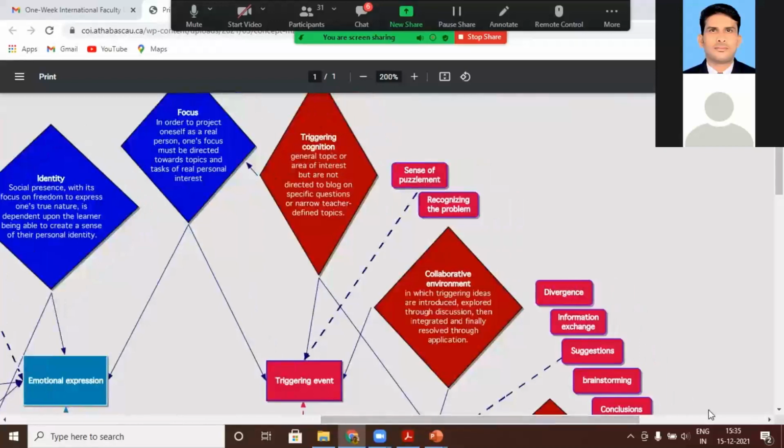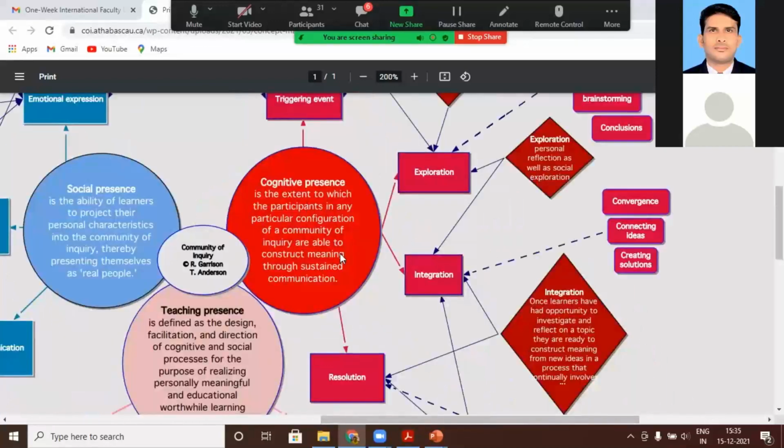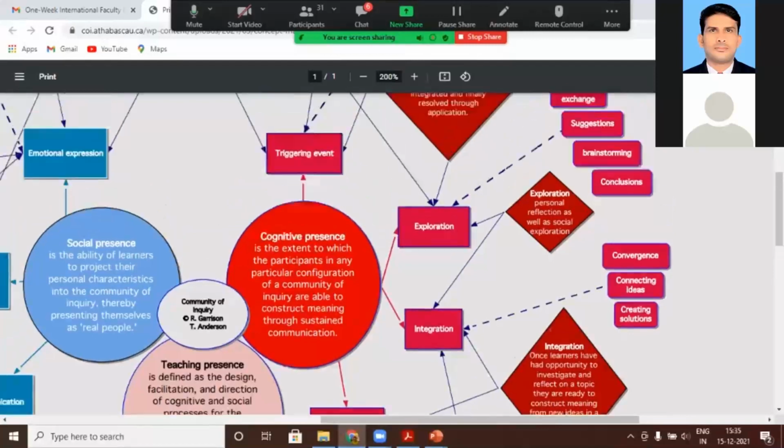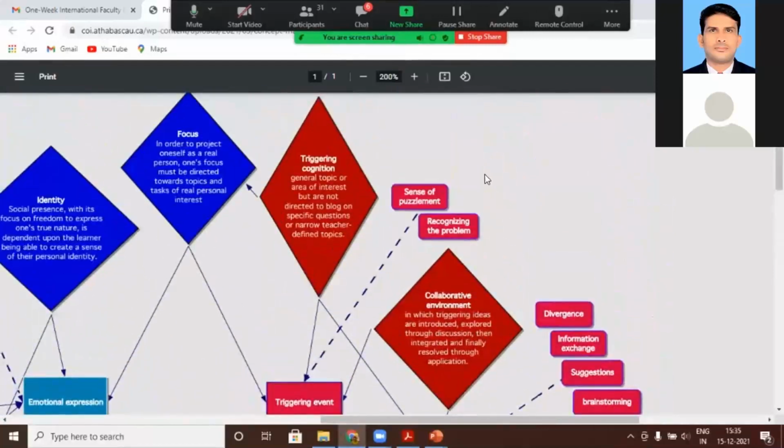Then the third dimension, that is cognitive presence. It is the extent to which the participants in any particular configuration, or in a community of inquiry, are able to construct meaning through sustained communication. So four dimensions are there: triggering event, exploration, integration, and resolution. Let us first talk about the triggering event. What do we mean by triggering event? Triggering events are the events or activities through which you trigger the learner to respond. It can be a sense of puzzlement or it can be recognizing the problem. Both aspects can be there. But triggering cognition is very important.